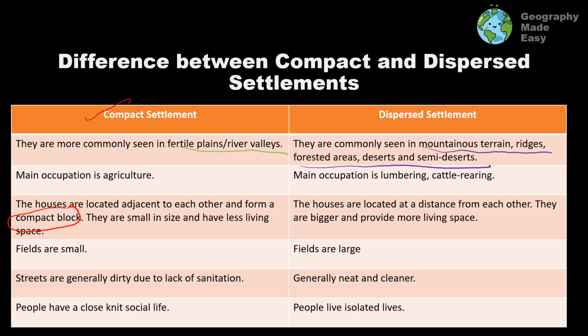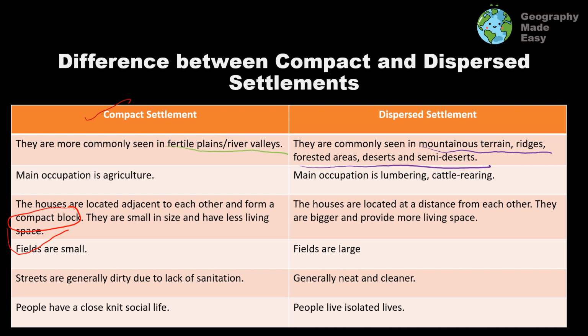In the case of compact settlements, fields are small, whereas in the case of dispersed settlements, the fields which the farmer is tilling are large. Because usually, between two settlements, the field is the buffer zone, or a forest area. So usually we see that they are large, but in the case of compact settlements, there are too many people, very high population density, so fields tend to become smaller.